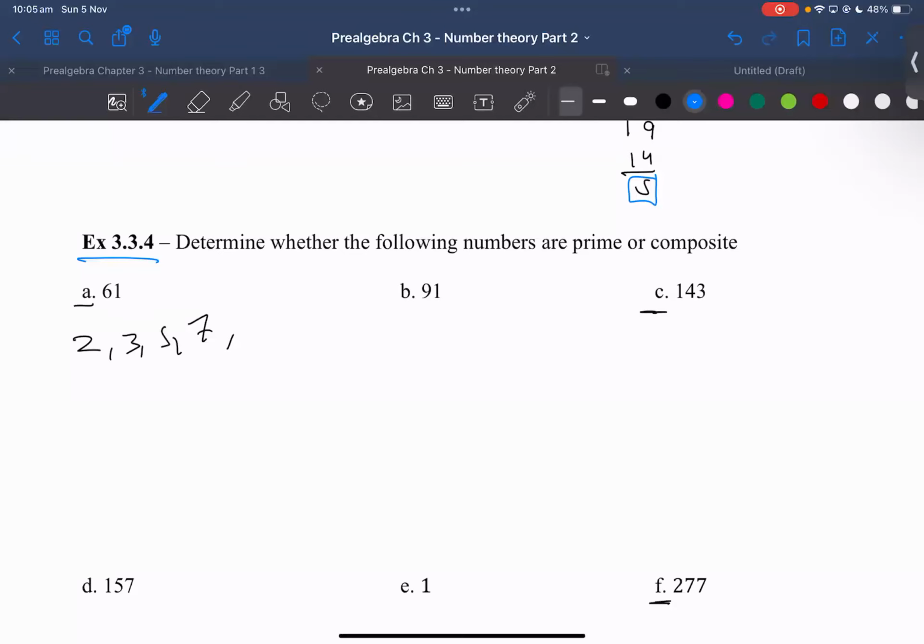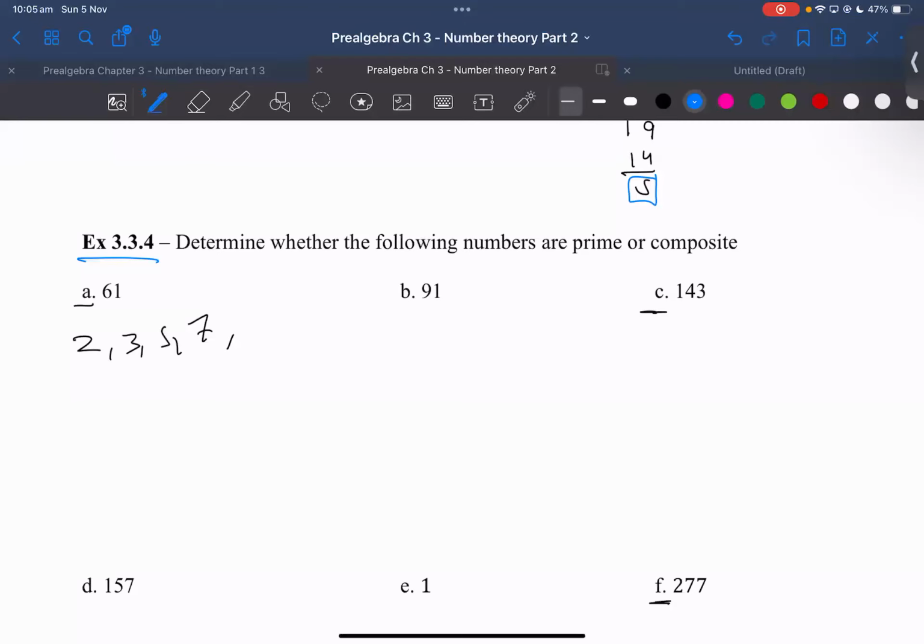Remainder 2. Not divisible. Prime is if it is. It had a remainder. This remainder is not divisible. Prime is non-divisible, so it could be prime.